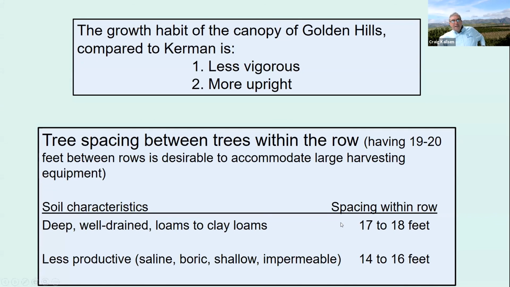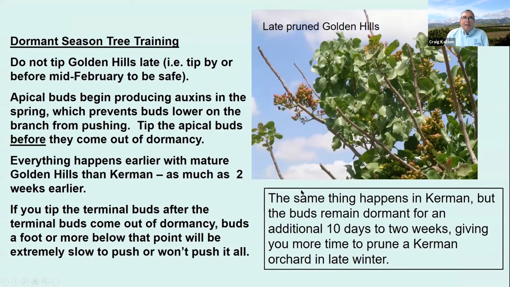That's probably going to be more work later. And you can put them a lot closer on less productive soils. But again, as I mentioned earlier in this talk, if there's really a lot of sodium and chloride and boron is excessive, I think I'd choose something other than Golden Hills to plant.